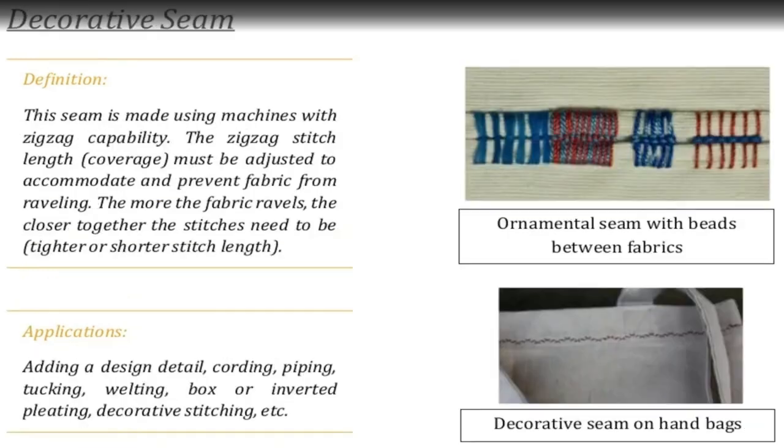swimwear. Decorative seam. This seam is made using machines with zigzag capability. The zigzag stitch length, coverage, must be adjusted to accommodate and prevent fabric from raveling. The more the fabric ravels, the closer together the stitches need to be, tighter or shorter stitch length. Applications: adding a design detail, cording, piping, tucking, welting, box or inverted pleating, decorative stitching, etc.